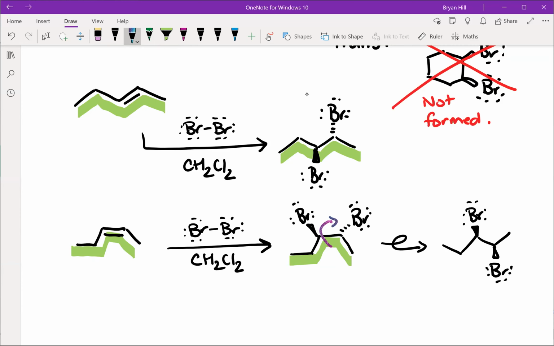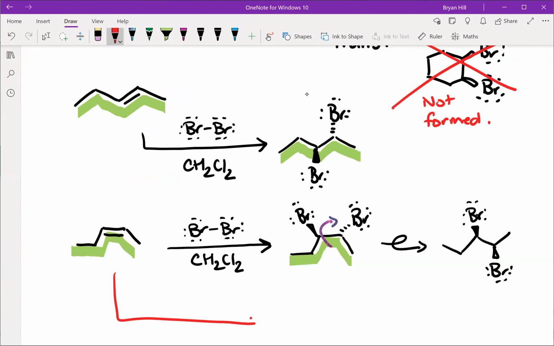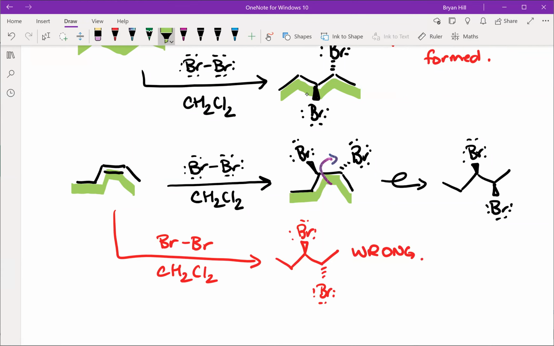If you were to start with, say, let's do this here. I'm going to draw this in red because it's wrong. If I was to do the same reaction here, Br, Br, CH2, CH2, and I was to draw this as my product, this would be wrong. Because I have this green is this sort of bent shape, and here it's a zigzag. So I haven't kept everything consistent. So just keep that in mind.